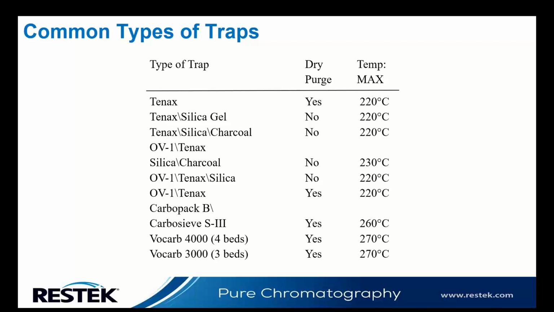So some of the common types of traps here, and of course we see dry purge on here. And again, we talked a little about the dry purge. If you see silica gel in there, you're not going to be able to dry purge that. And we have temperature maximums. These temperature maximums can be different depending upon the instrumentation. Some instruments run a little hotter, and that's resistively heated traps. Traps that are directly resistively heated tend to run a little hotter than ones that have a sleeve and then have a heating coil that goes around them.